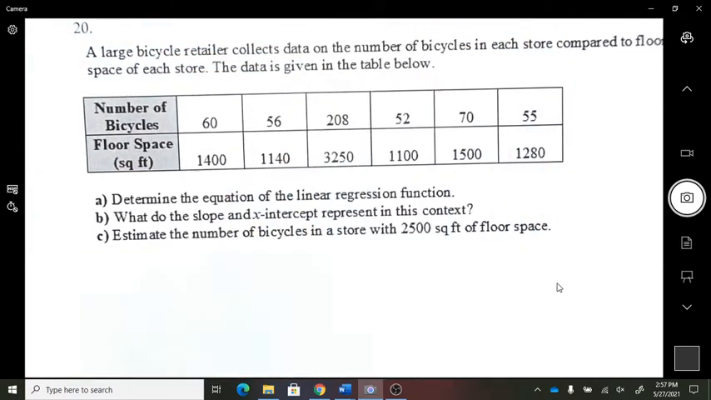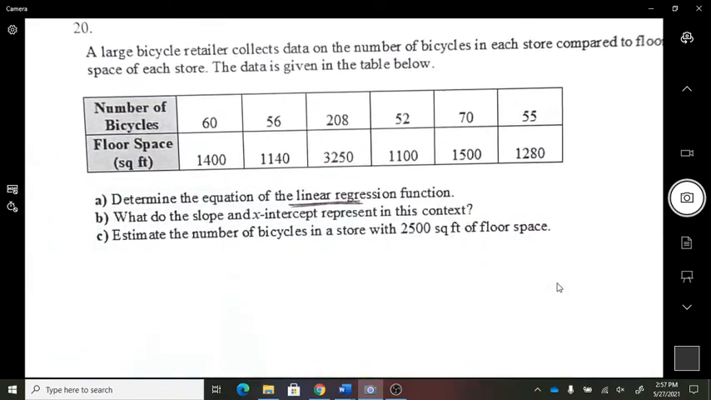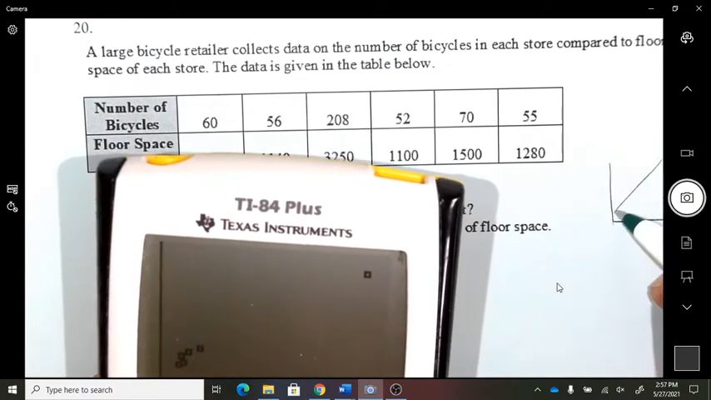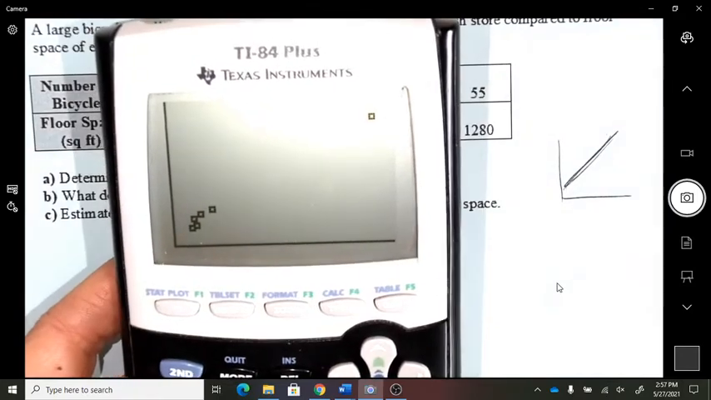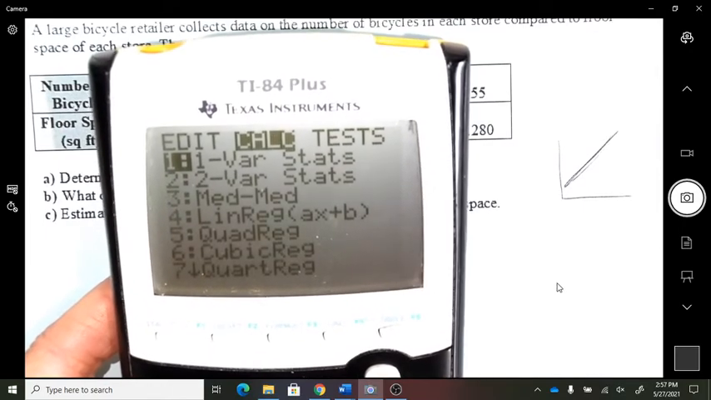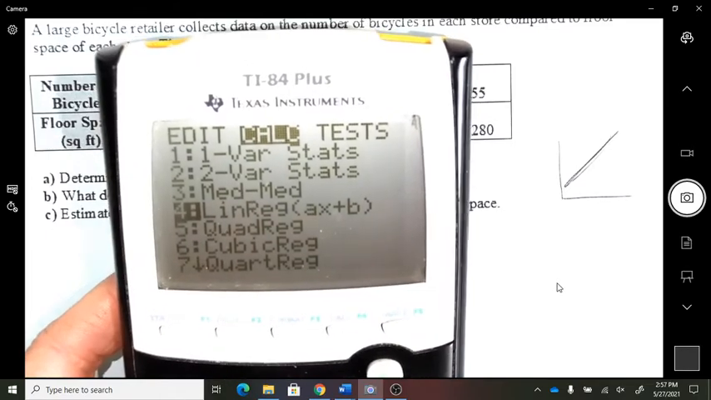Okay, it tells me linear regression, so I'm trying to make a line, right? You see it? It's in a line. There's just one way out there. Okay, so stat, calculate, option number 4 is linear regression.